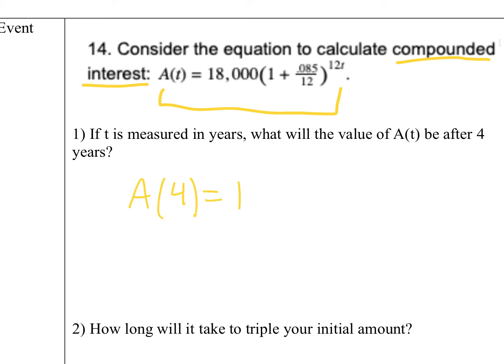A of 4 equals 18,000 times 1 plus, divided by, to the, where'd you get 48? 12 times 4. When you type this in, what do you get?